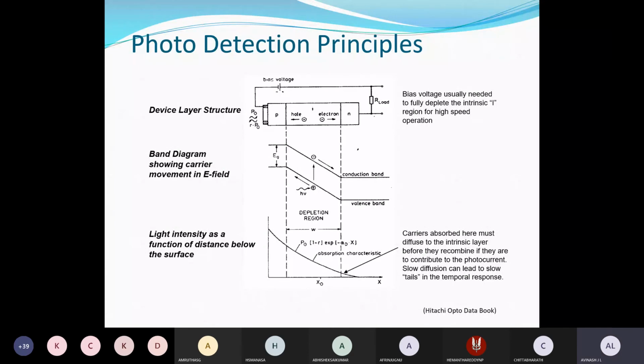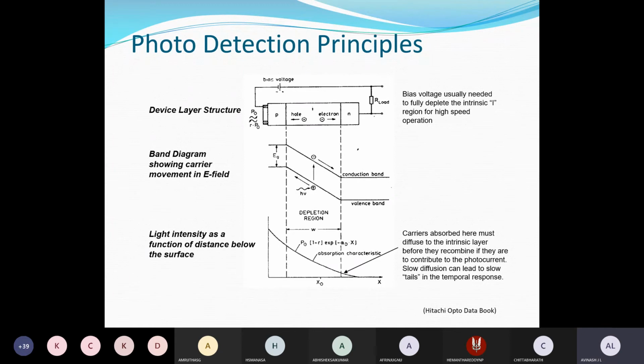Next is the photo detection principle. Here you can see this particular diagram. This also you need to take down, so please note it down. In the topmost layer, as in the previous diagram, the device layer structure will be there. Bias voltage is usually needed to fully deplete the intrinsic region for high speed operation.